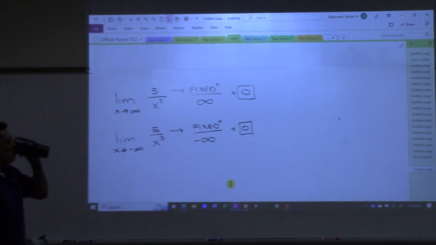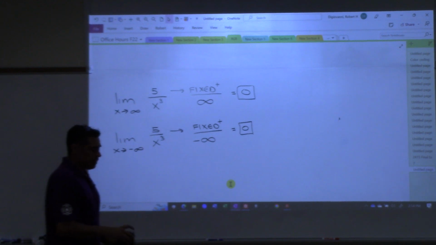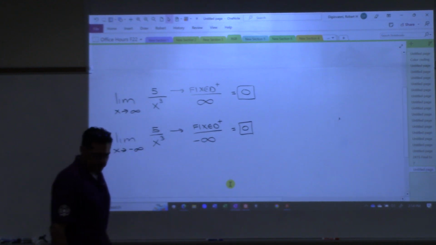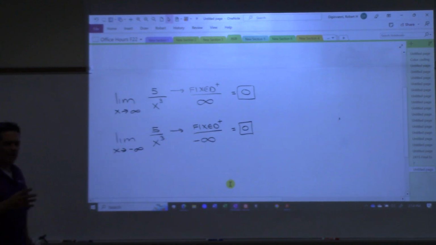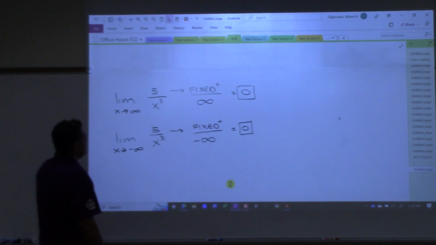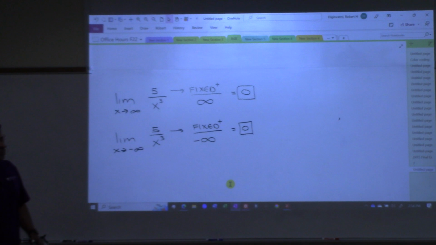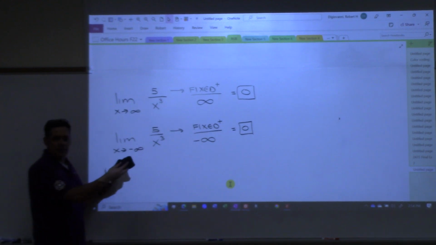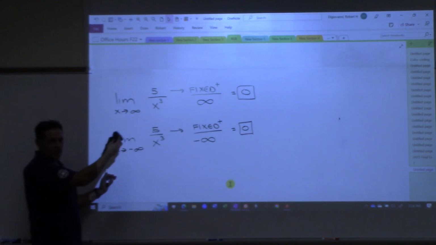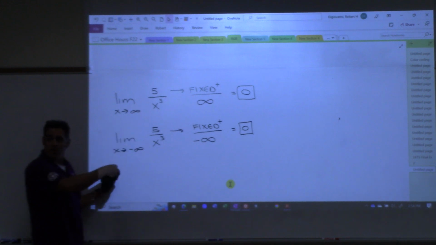So this is a horizontal asymptote? This would be a horizontal asymptote, yep. Now, I'm not going to test y'all on that. I'm just pointing it out. All right, good? So these are real easy, aren't they? I mean, the problems I've given you are pretty simple. You just plug in infinity, done.